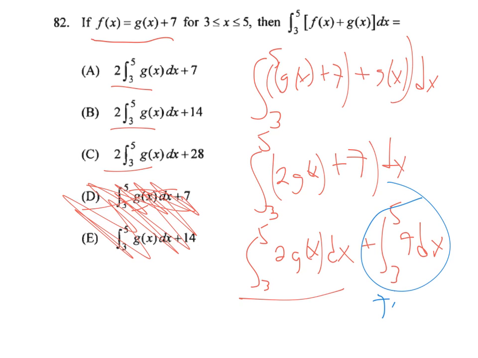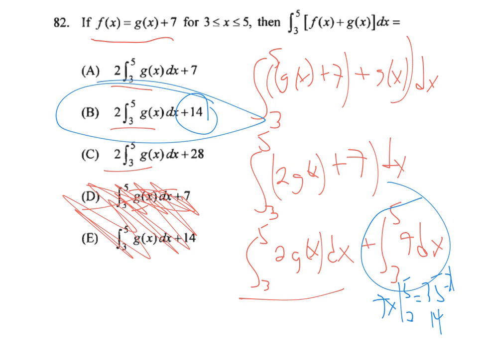This can become 7x evaluated from 3 to 5, so it's going to be 35 minus 21, which is going to be 14. All right, so it's going to be plus 14, which is this guy here. So it is choice B. 82 is choice B.